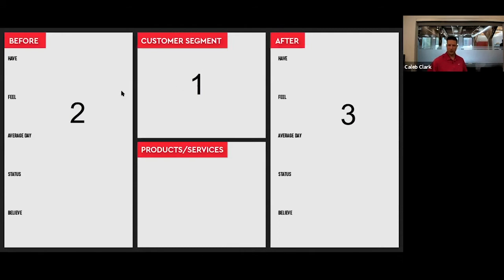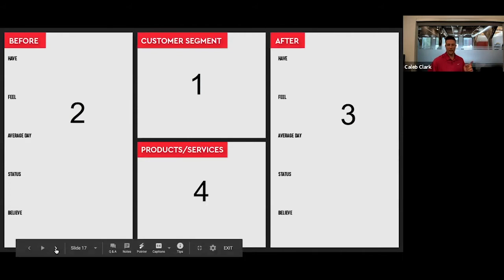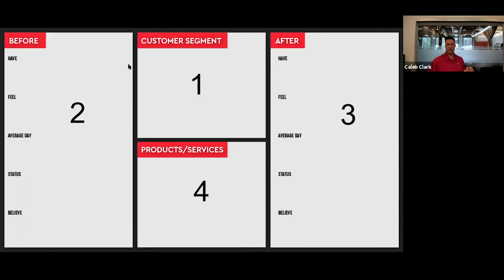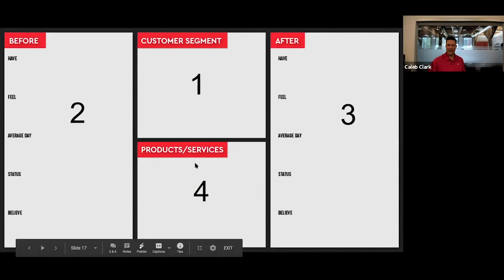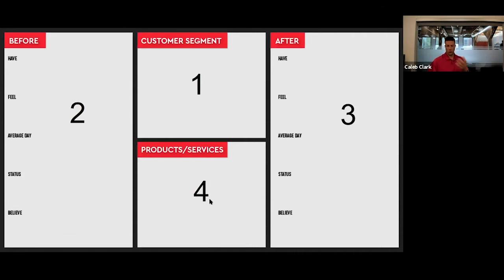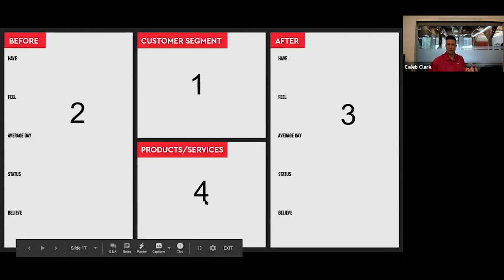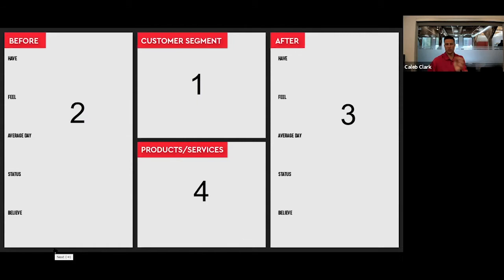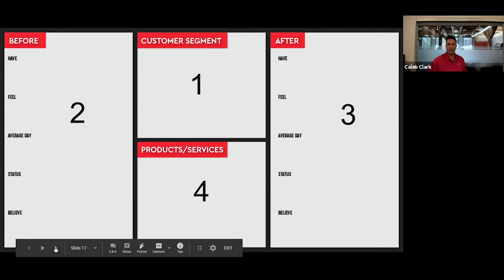So first is customer segment, second is before state, third is after state, and then and only then do you identify, well, what products and services do you have that you can offer them that create a bridge between these two states, right? And that's where you have the opportunity to sell things at scale and more efficiently and predictably, because you're not leading with conversation about your product and service. You're leading with what they really want, which is that desired after state, okay?